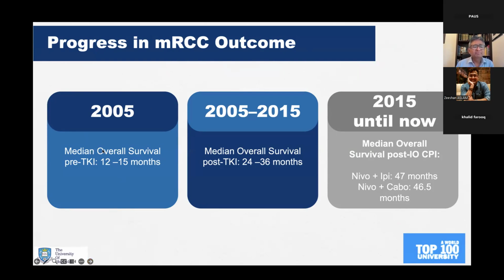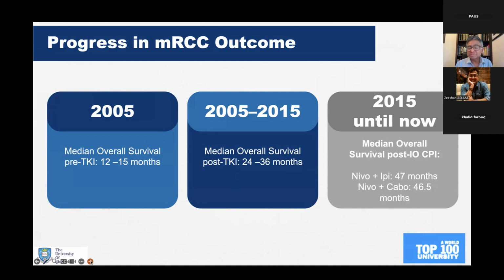Remember, in 2005, we're talking about median overall survival of 12 to 15 months. This was pre-TKI era. Then came the TKI era with 24 months, 36 months. And 2015 until now, we are now moving into 4 years and more. And this is really significant, big gains that we have achieved through very multidisciplinary team working, where urologists, oncologists, radiation oncologists, everybody has worked together to get the best for our patients, and palliative care teams, our pharmacy colleagues, nursing team, all of us have worked together in improving the outcome for these patients.